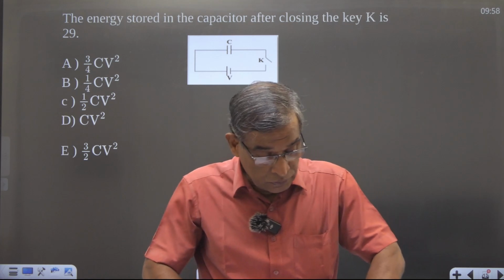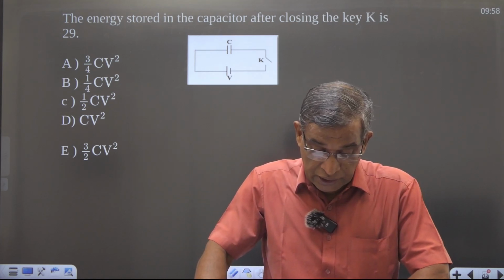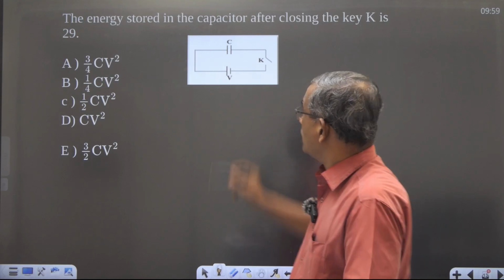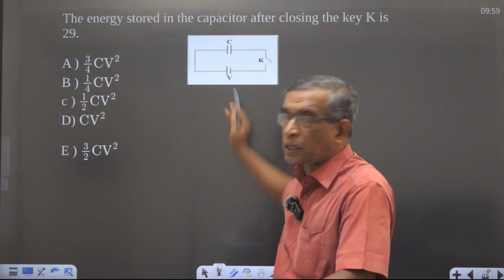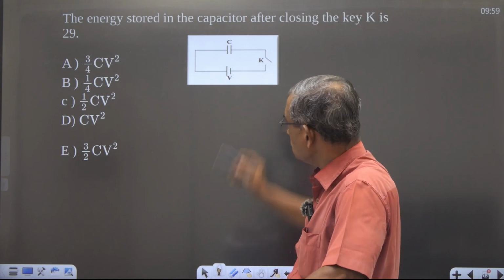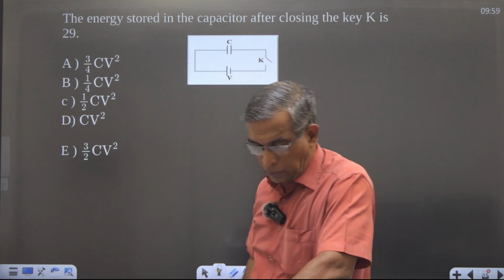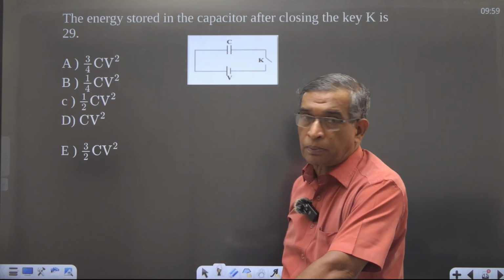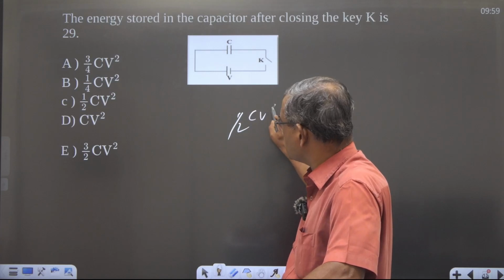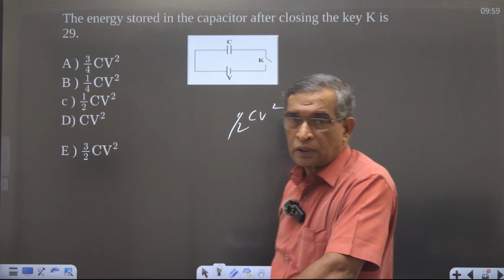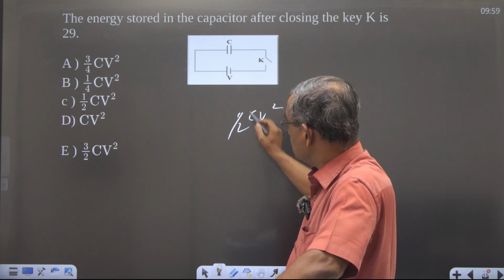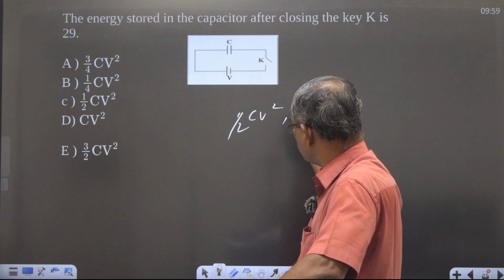The energy stored in the capacitor after closing the K key is asked. Now the figure shows a capacitor being charged by a cell of EMF E. What is the electrical energy stored in the capacitor? It is half CV square. Energy stored in the capacitor is equal to half CV square, a direct formula. Now what is the electrical energy expended by the cell? Suppose that is the question, then this is equal to EQ.